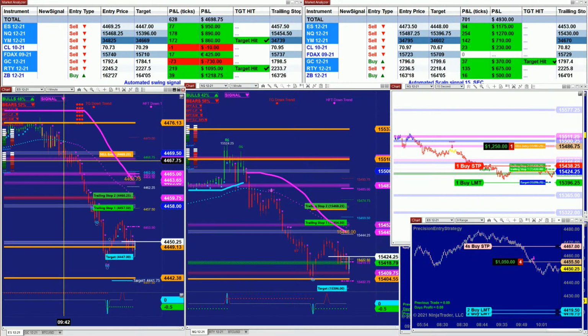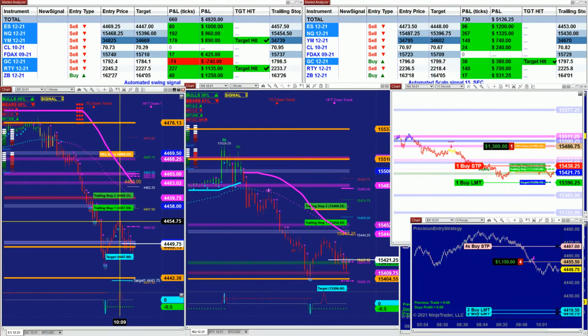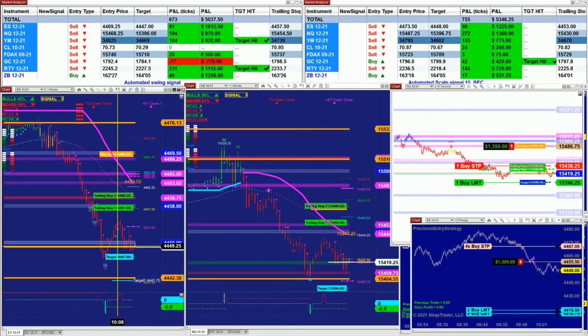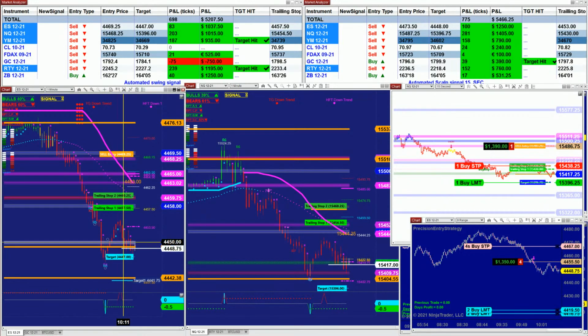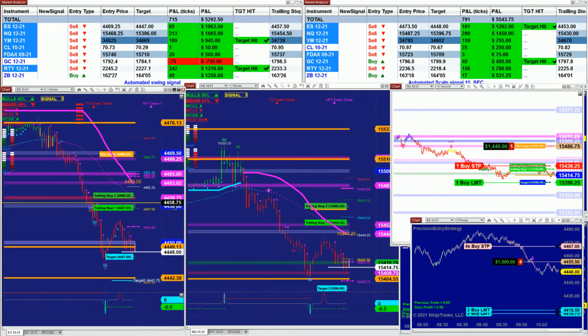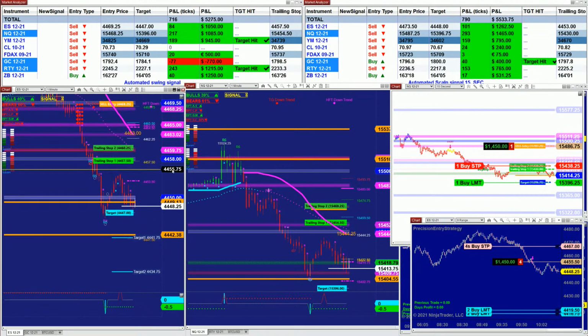We had a beautiful run earlier today, beautiful run, now pulling back. This is normal, and as you notice here on the 44, 49, 25, the market is holding in here.